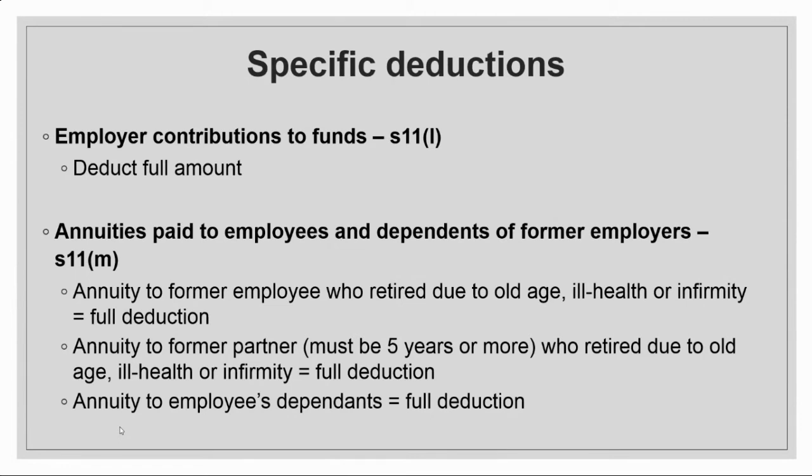If it is a partner, the additional requirement is that the person had to be a partner for 5 or more years before you would be able to claim that deduction. And if the annuity goes to a dependent of a former employee, so someone that passed away, they can also get the full deduction.